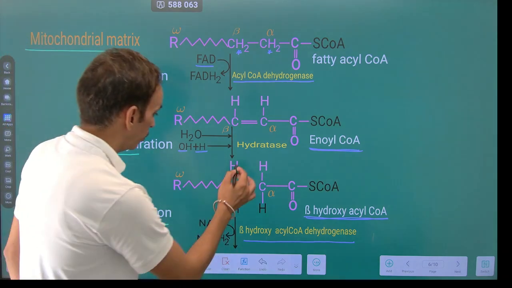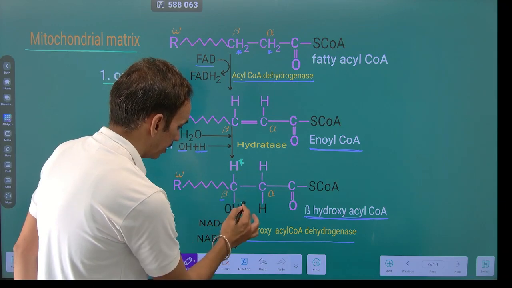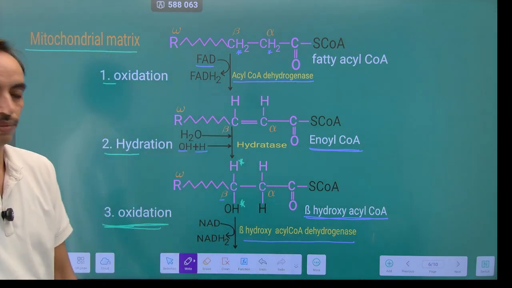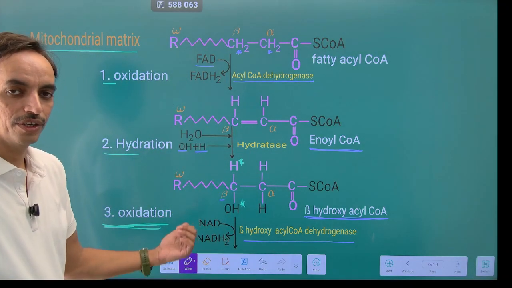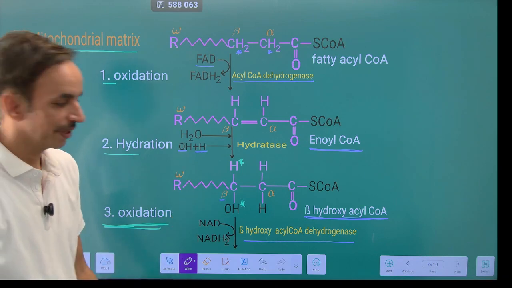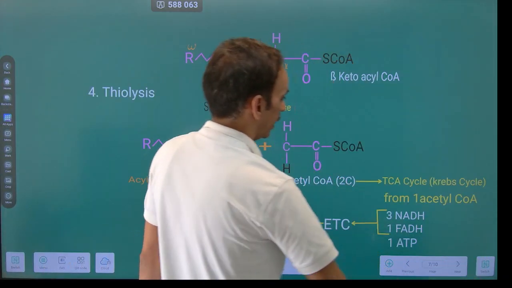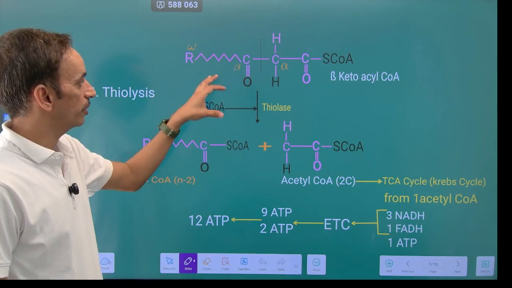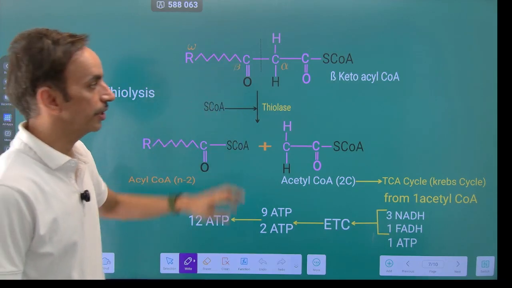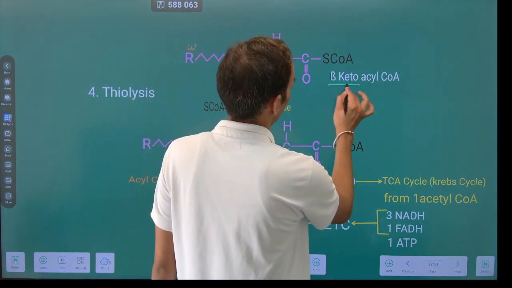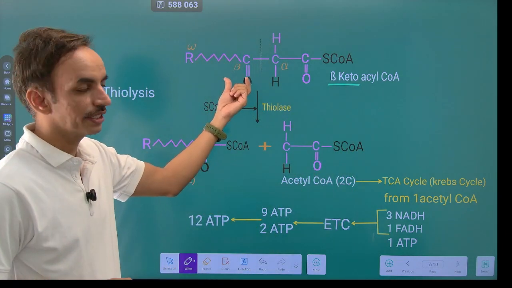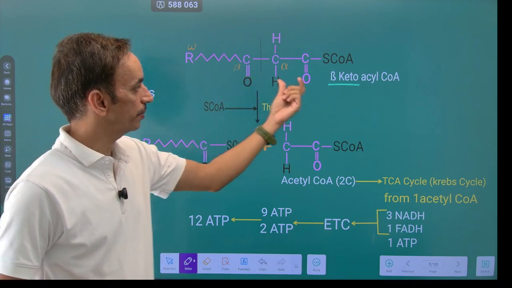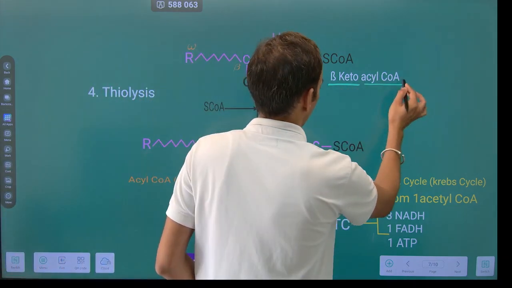This time both of these hydrogens will be taken from the beta carbon, because we are studying beta oxidation. So there is a removal of 2H from the beta carbon. That leads to the formation of a structure called beta keto. The removal of 2H leads to the formation of a keto group. So we have beta keto acyl coenzyme A.